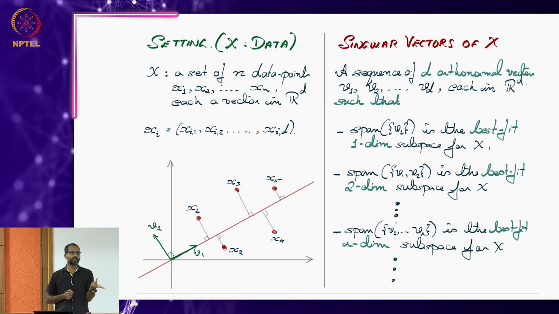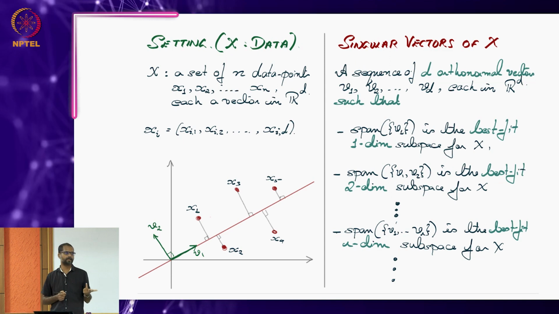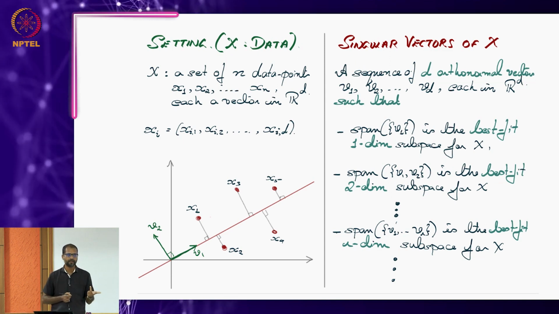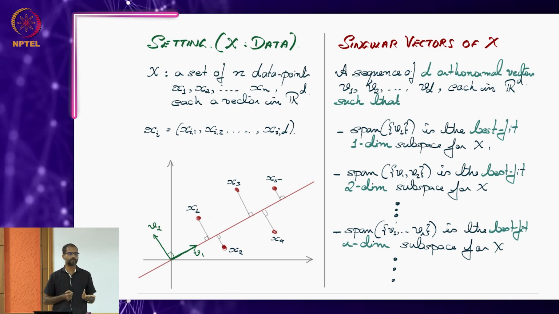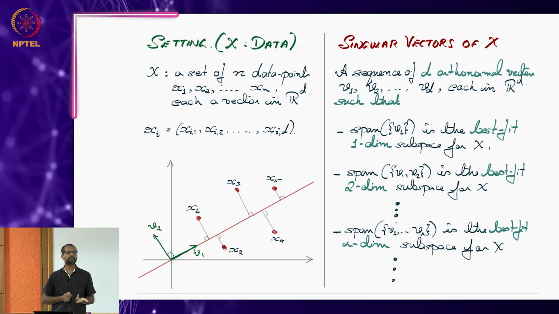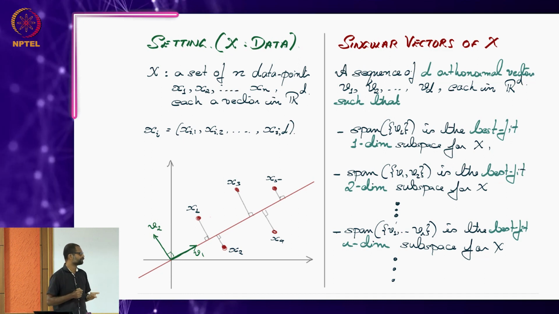This is going to be some rotated version of i hat, j hat and k hat. Let me call them V1, V2 and V3. These are unit length, they are mutually perpendicular and they have a very useful property.